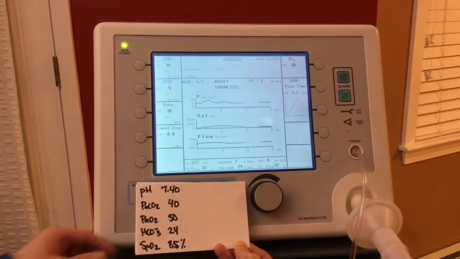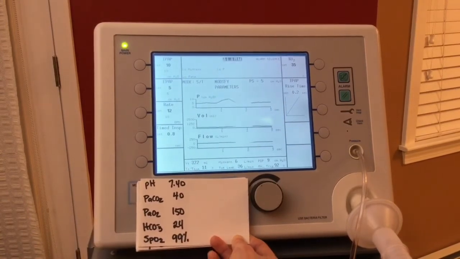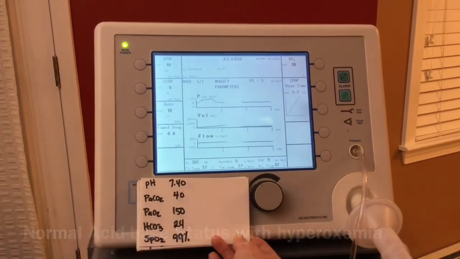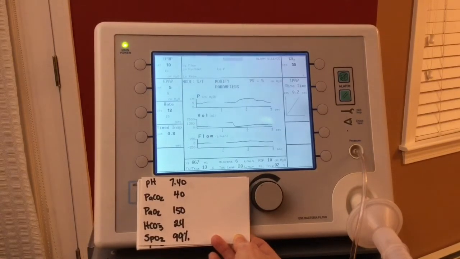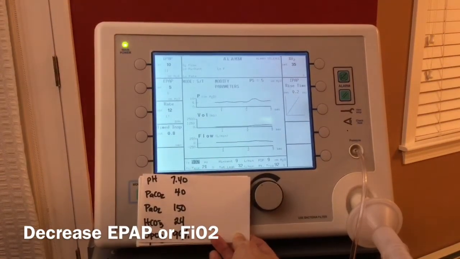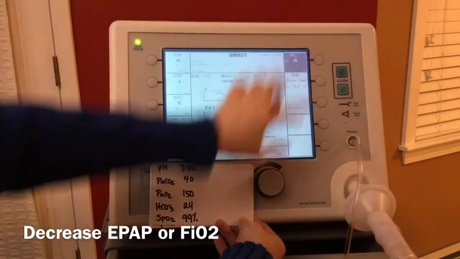Now we'll do another blood gas. Again, interpret the blood gas. You can pause the video. This patient has a normal acid-base status with hyperoxemia. So what moves would you like to make with this patient to affect the oxygenation status? If you answered EPAP or FiO2, you were correct. You would drop the EPAP, say to 4, or reduce the FiO2.